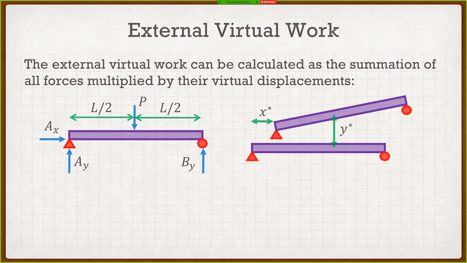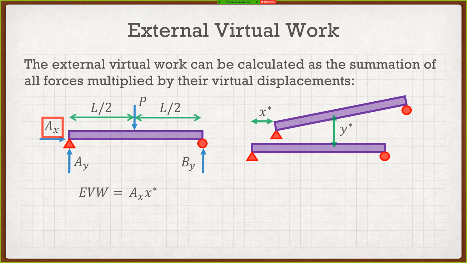So all we really need to do is take each one of these forces and multiply it by its virtual displacement. If I'm trying to find that external virtual work, I'm going to look at my first force here, which is AX, and I'm going to multiply it by its virtual displacement, which we know is X star. So this is a lateral load. It has a lateral displacement.